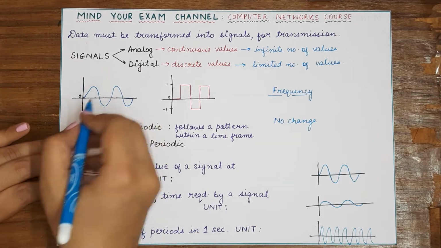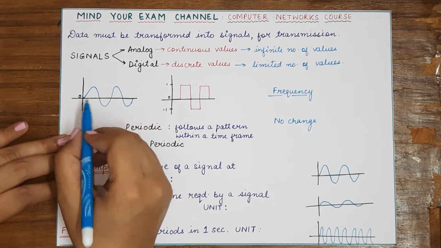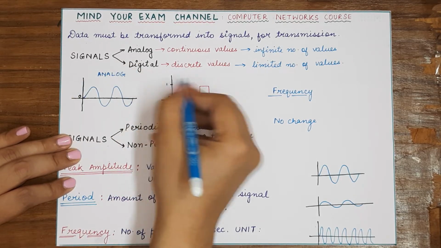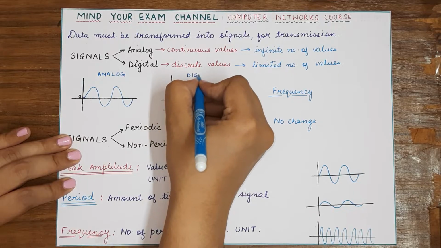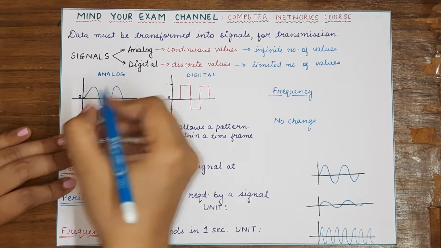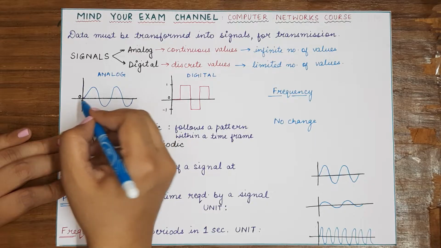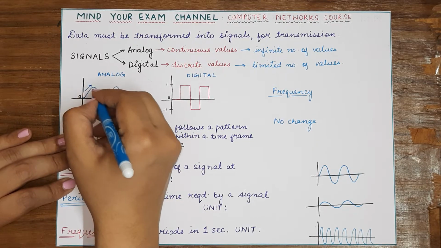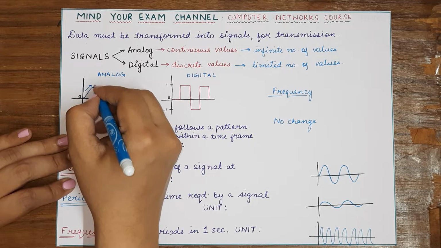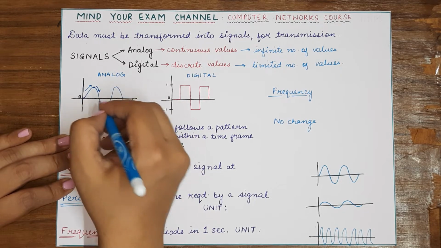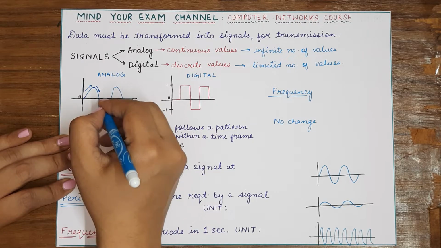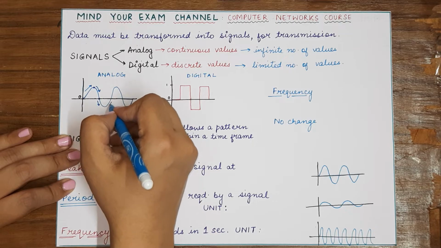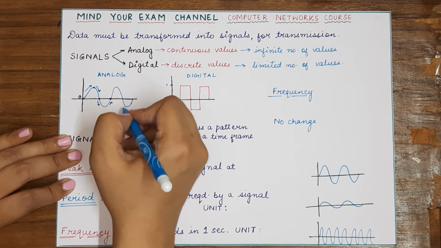These are the examples of analog signal. This is an analog signal, and the one shown in red here is a digital signal. As you can see, in the case of an analog signal, there is a continuous wave. It starts from 0, then goes up, reaches a maximum value, then comes down, goes further down from 0 into the negative side, then increases and again reaches 0, and so on.